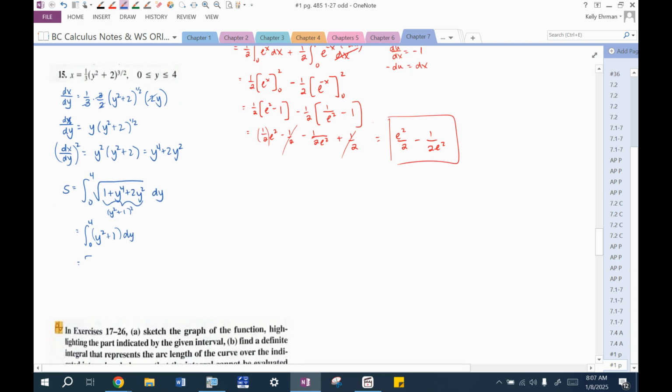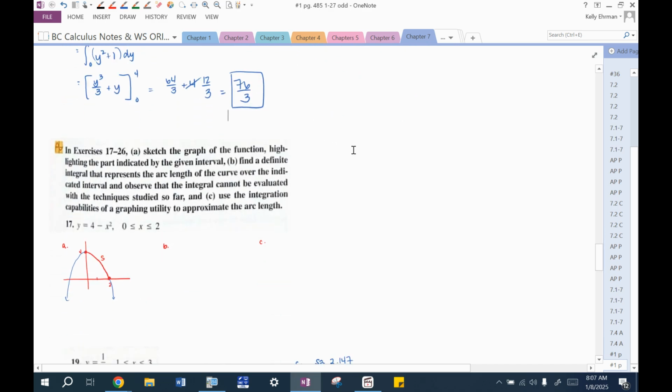And that gets me y to the 3rd over 3 plus y from 0 to 4. And that gets me 64 over 3 plus 4 minus 0. And that gets me 76 over 3. And does that go in nicely? I don't think so, no. 76 over 3, because 7 plus 6 is 13, and that's not a number divisible by 3. So, yeah, no. Okay, that was a long slog here.